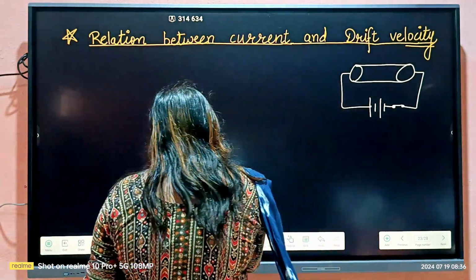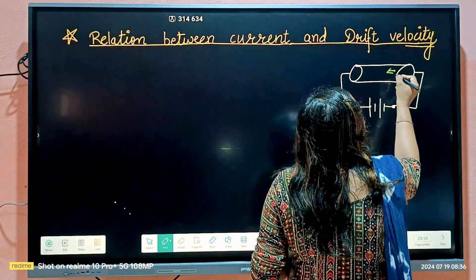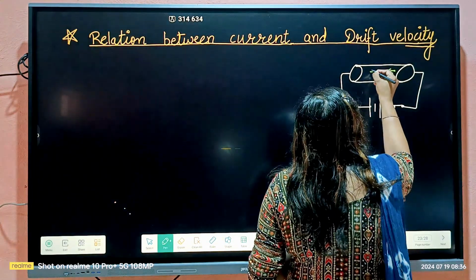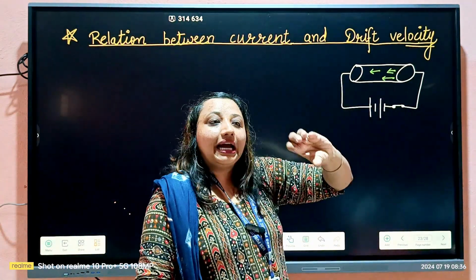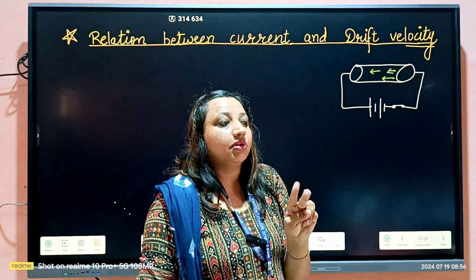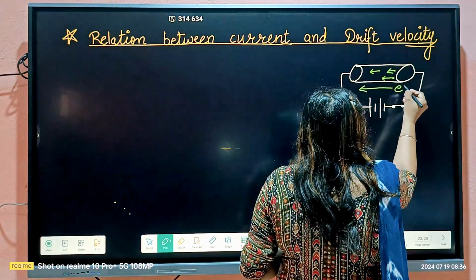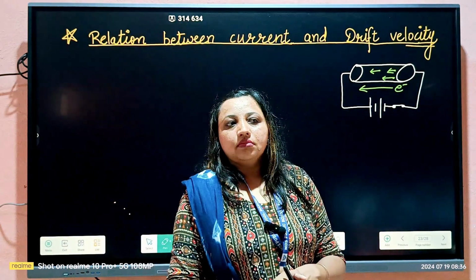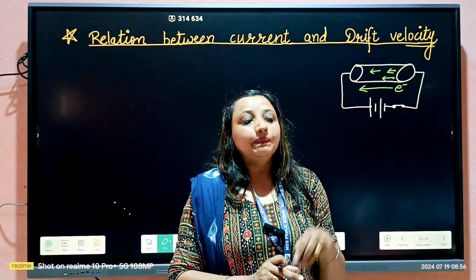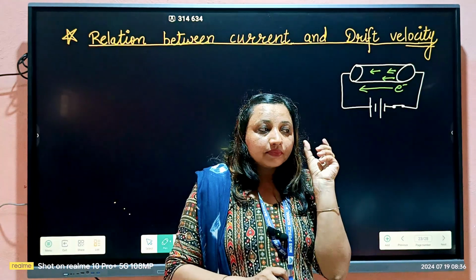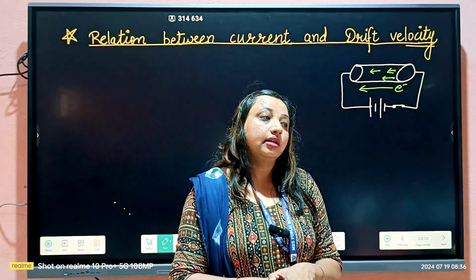What is the direction of motion of electrons? From negative to positive, because the positive terminal attracts the negative charges. There is attraction between opposite charges. So this is the direction of motion of the electrons. The current due to the motion of the electrons is known as electronic current.